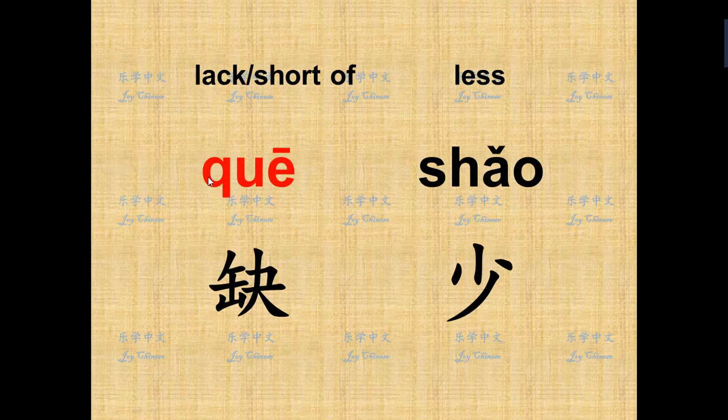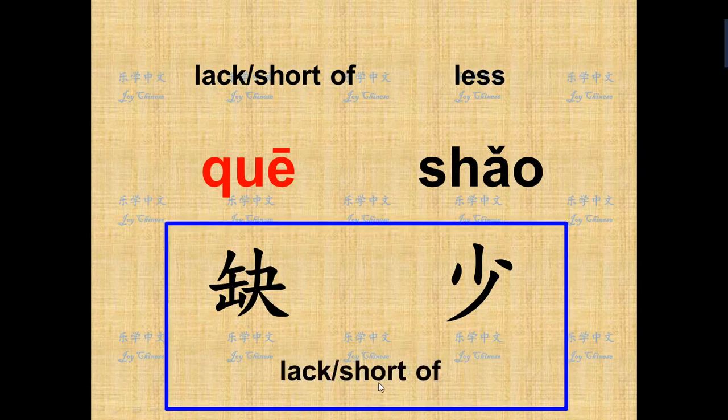Next character is a combination of qi and yue, first tone. Qi yue que means lack, short of, not enough. We have learned this. 少 means less. When you combine these characters together, it means, again, lack, short of. It's an emphasis, means something is not enough. 缺少.